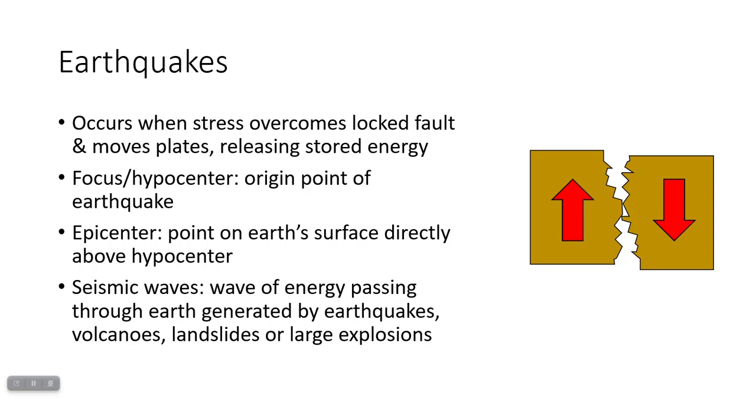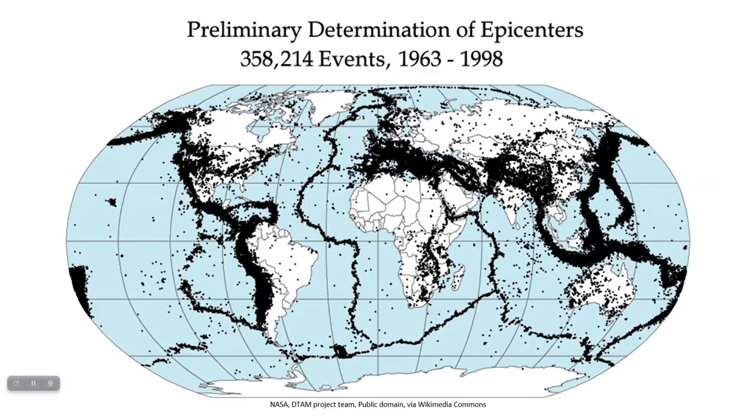Seismic waves are the wave energy from this energy release that travels through the earth, and these are going to cause damage on the surface. They can be caused not only by earthquakes, but volcanoes or landslides or large explosions can also release seismic waves. So sometimes there'll be a large landslide underneath the surface of the ocean, and we'll record that fact by noticing the seismic waves that are generated.